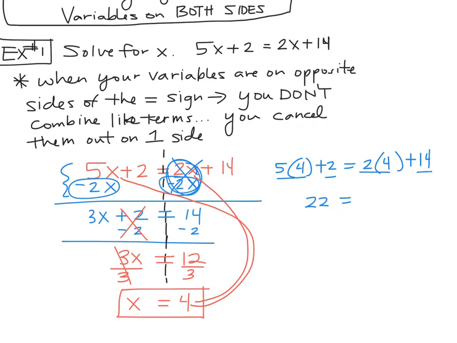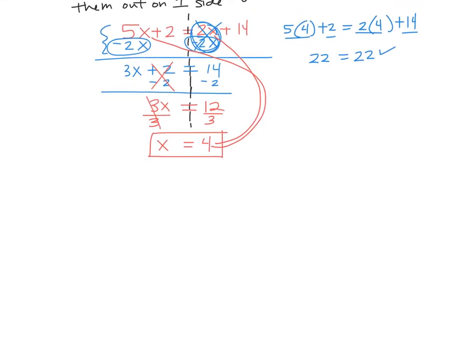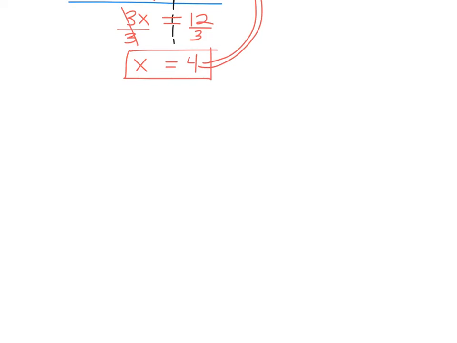8 plus 14 is 22, so it checks out. Okay, so that's the first one. Let's try another one. And again, if I'm going too fast, just rewind a bit or pause. Take your time.